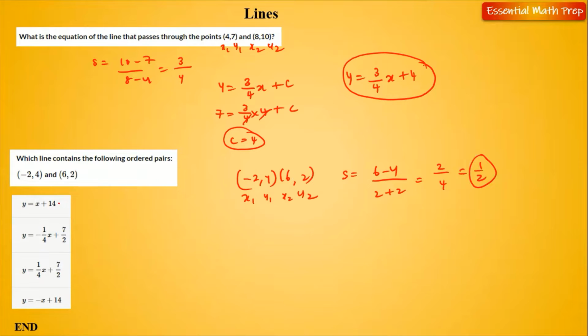Did I make a mistake? 2 minus, oh, 2 minus 4, I'm sorry. 2 minus 4 is negative 2. And 6 plus 2 is 8. Sorry, I said it's easy, and that's why I think I made a mistake. Negative 1 over 4, right? Fantastic. So which equation has a slope of negative 1 over 4? It's this one. So that's the correct answer.